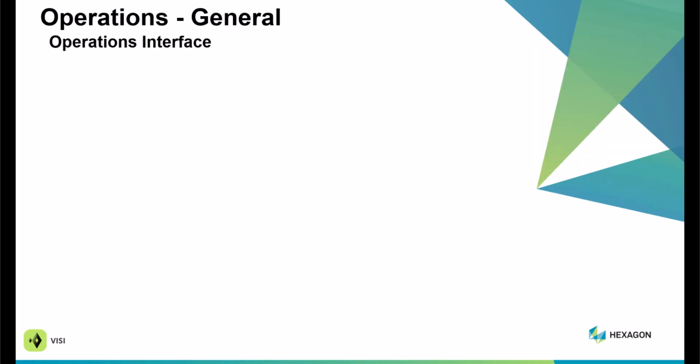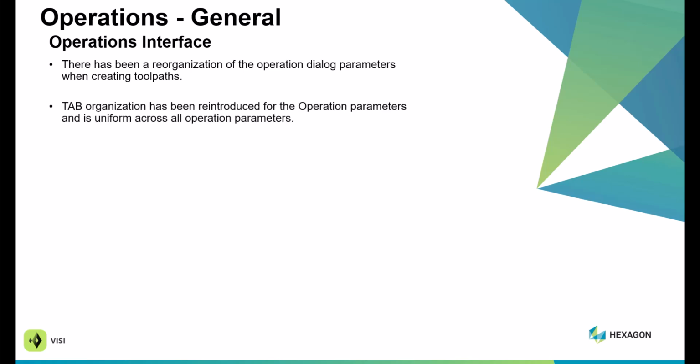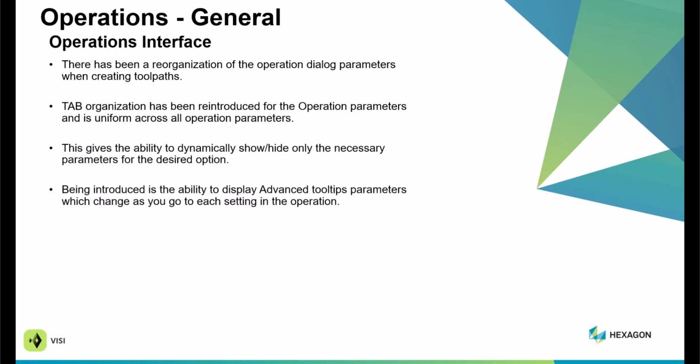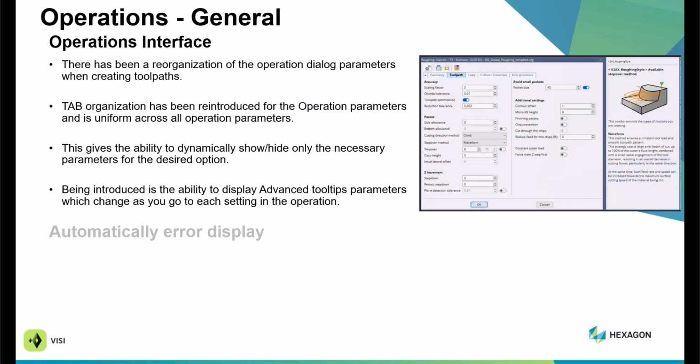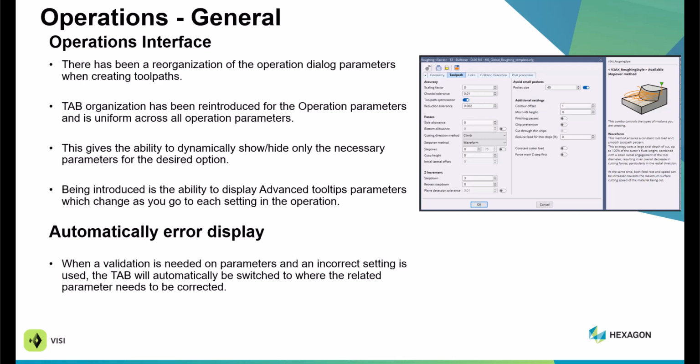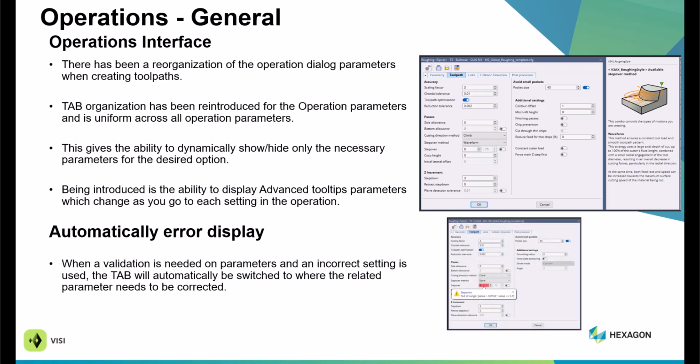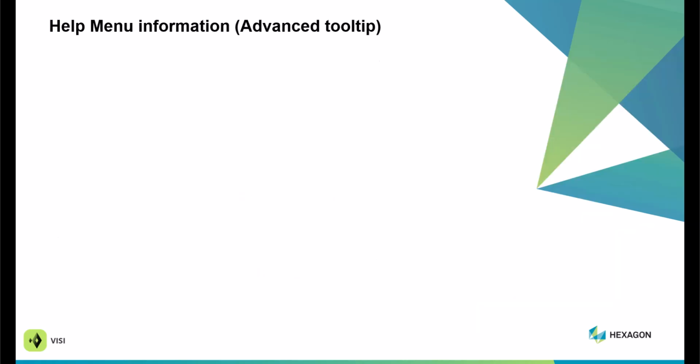Under Operation General, the Operation Interface has been reorganized for each operation parameter. There are now tabs that have been reintroduced into the operation tabs, making it more uniform to other operation parameters. This gives the ability to dynamically show and hide necessary parameters as needed, including the ability to display the advanced toolpath parameters, which can change as you go through the settings in the operation as well. There are also automatic error replies. When a visualization is needed on a parameter and is incorrect, the setting will automatically highlight the tab as red, showing you what is wrong and how to correct the issue.